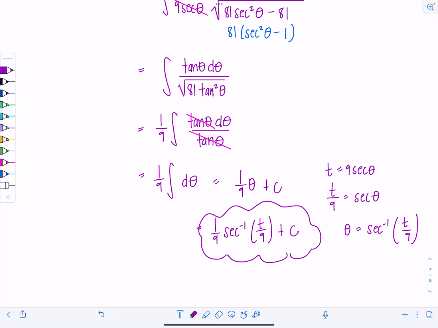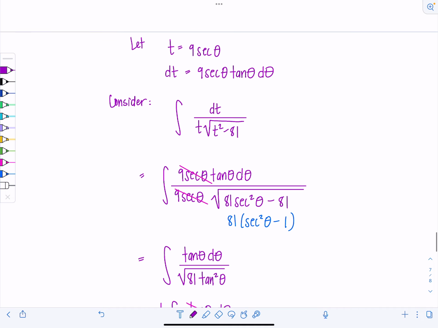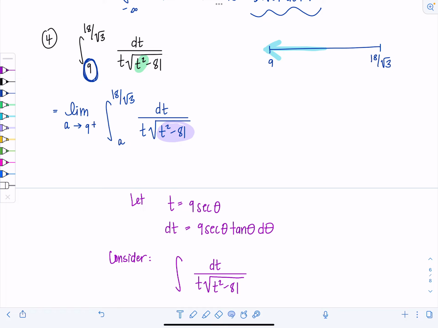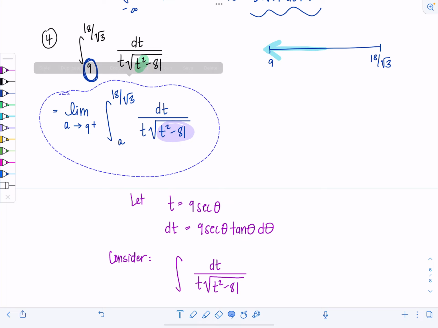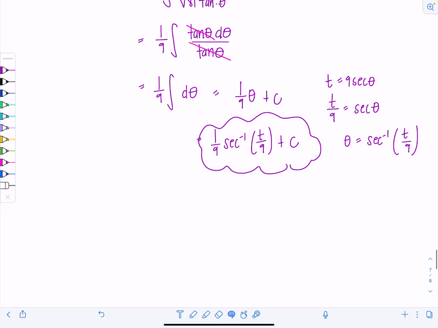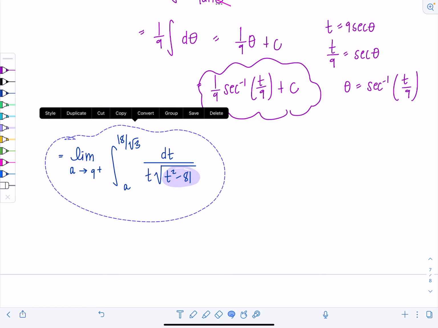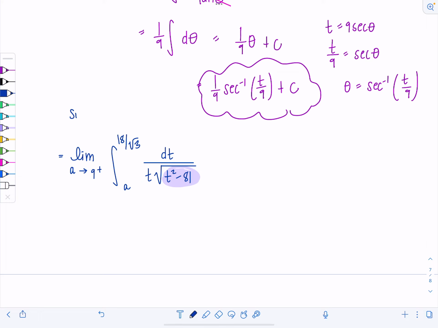Now, let's put this back in to the original that we had. Where did it go? Right here. So let's copy the original integral down below, and let's add a little narrative. So now we have, check this out, the limit as a approaches 9 from the right. I have the antiderivative. It's 1/9 secant inverse t over 9 evaluated from a to 18 over rad 3.